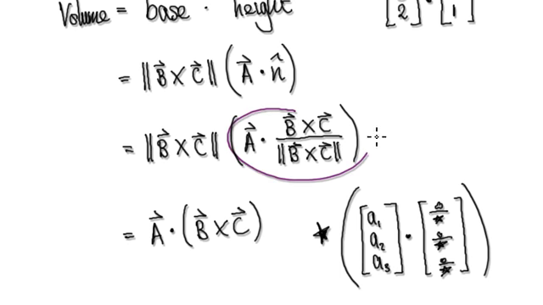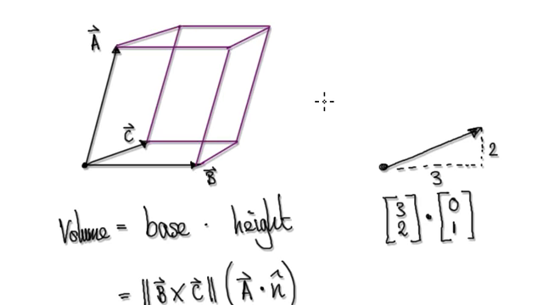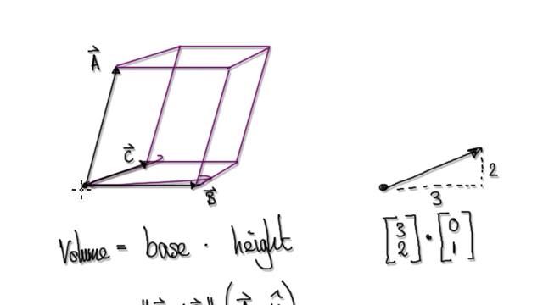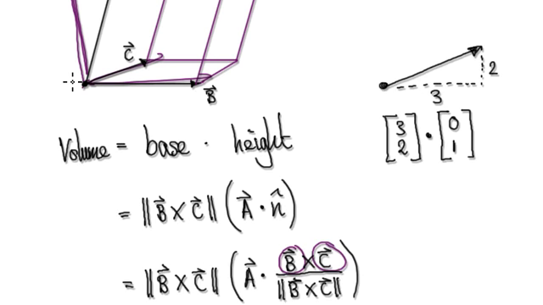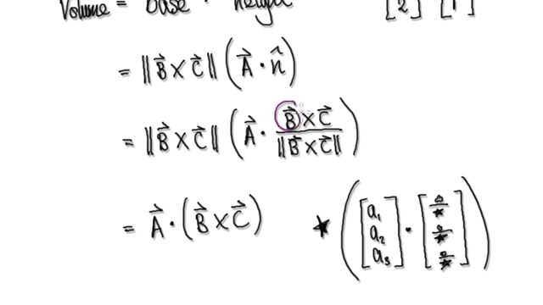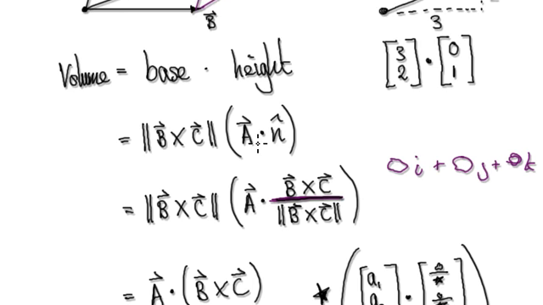If you look at this bit here, if you get B cross C, that will give you this vector here, and this is a vector. So if you get B cross C, it will give you a vector. It would be something I plus whatever J plus whatever K, and then you would divide it by its magnitude.